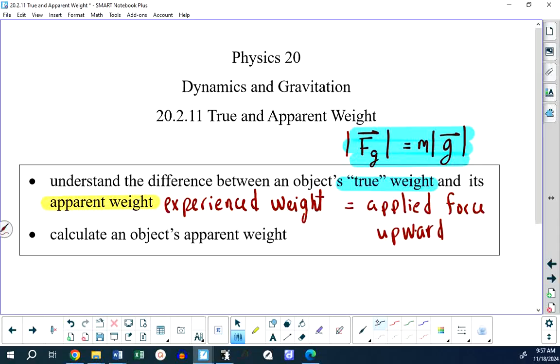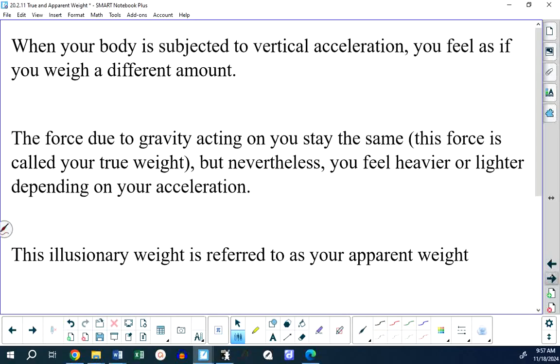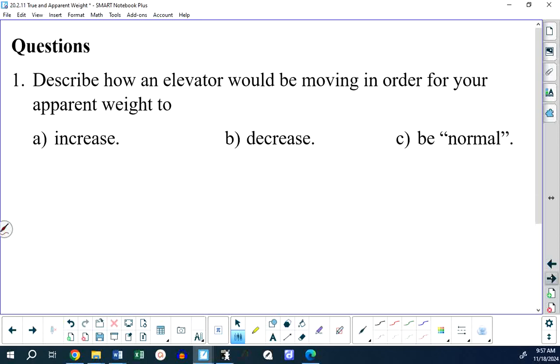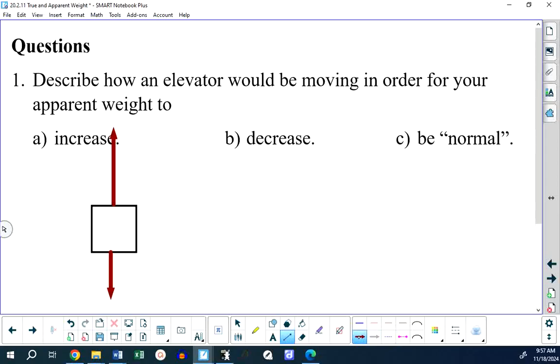So, what does that mean? It means that if I were in a situation where my apparent weight were greater, that would mean there would be a greater force against my feet than the normal force of gravity, which would mean the elevator in this case would have to be accelerating up. Essentially, everybody, if you have this situation where you have a force of gravity down and an applied force up that's greater, then your apparent weight will be greater.